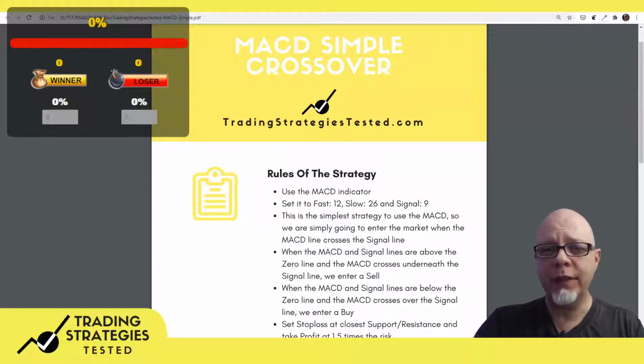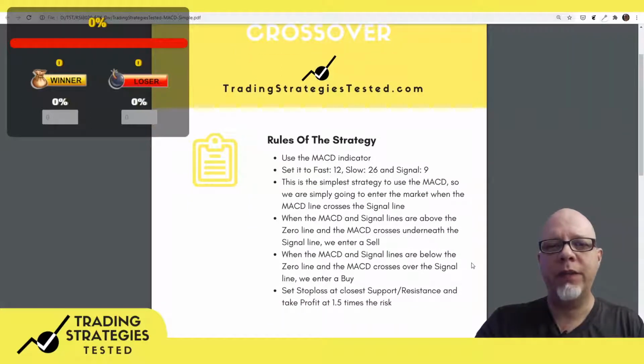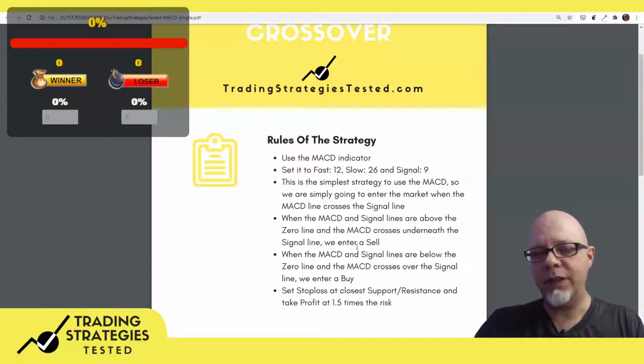And the rules for this are pretty simple and straightforward. We're going to use MACD with its regular, default setup of a fast setting of 12, a slow setting of 26, and a signal at 9. And what we're simply going to do is, when the MACD line crosses the signal line, that is going to be our main signal, and we're going to look for buys when the MACD and the signal line are below 0, and we're going to look for sells when they are above 0.